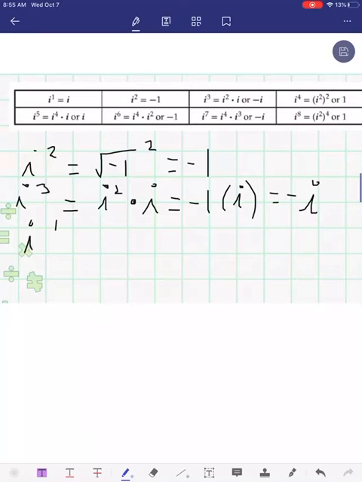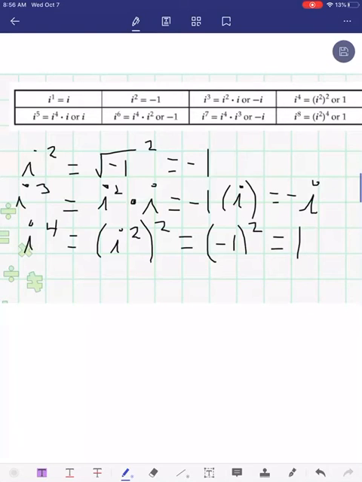And then i to the fourth, we could rewrite as, like they did, i squared, squared. Remember, when I have any exponent that's raised to another exponent, we multiply. So 2 times 2 would give me 4. So that's fine. And notice that if we replace our i squared with what we know it is, which is -1, and then we square that, we get a +1.